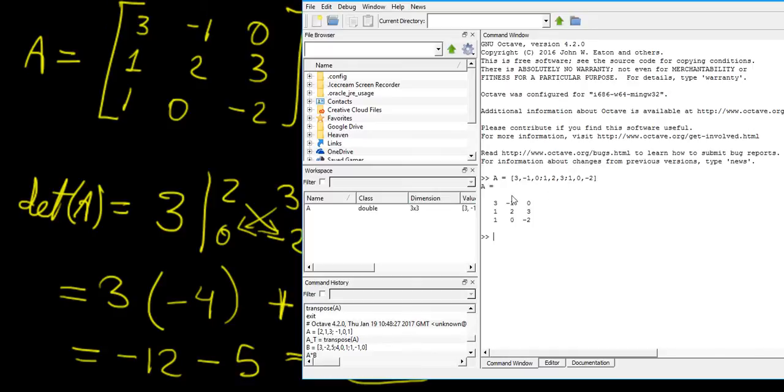Alright, so we have our matrix A now. So let's calculate the determinant by using this function. So it's just det A. So that's just the determinant of A. And there we go, it's minus 17.